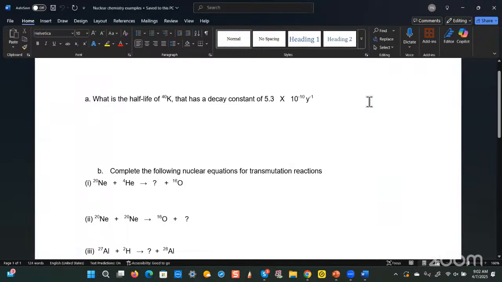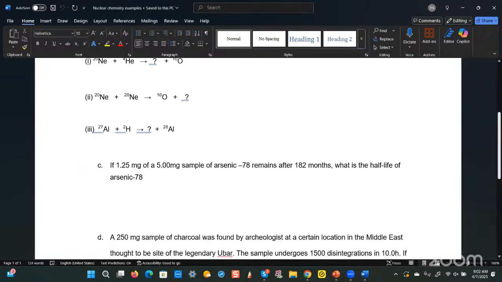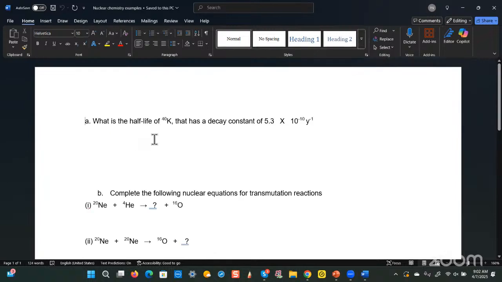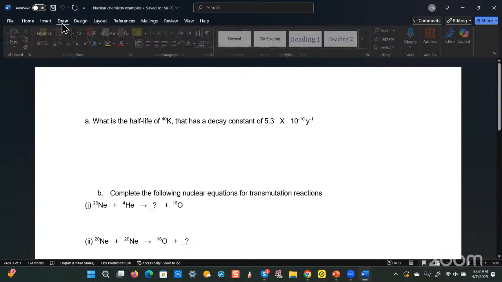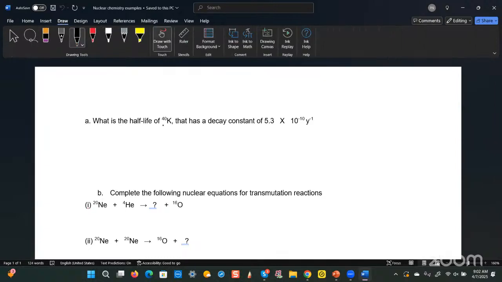Okay, so let's look at the first question. Not sure if we'll be able to go through all of these, but let me start off with the first one. The first question says, what is the half-life of potassium-40 that has a decay constant of 5.3 times 10 to the minus 10 years to the minus 1?